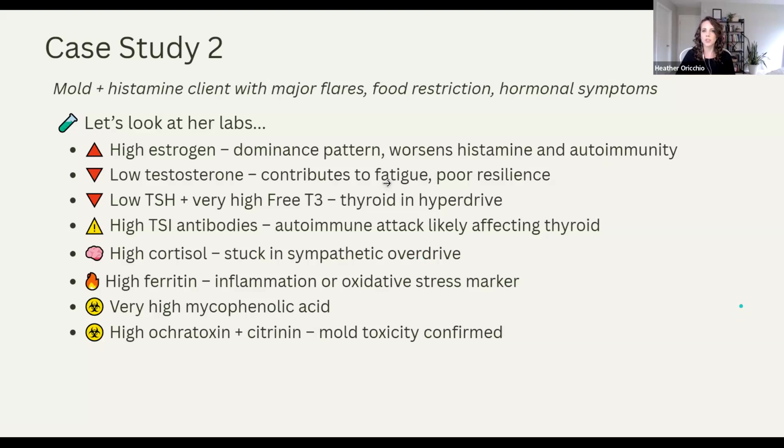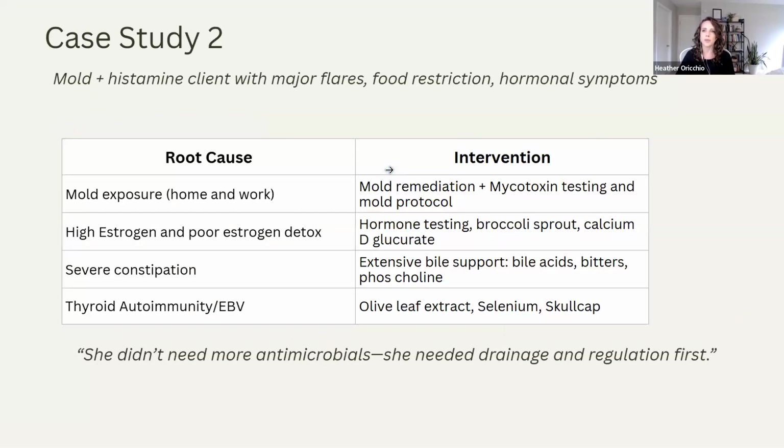So she did the mold remediation at home and mycotoxin testing. And then of course, when we uncovered what was going on at her work, she ended up leaving that place of work. For the high estrogen and the poor estrogen detox, she was put on broccoli sprout and calcium D-glucarate. Because she had severe constipation, she needed extensive bile support. She needed everything. So she needed to be on a full dose of bitters every day, bile acids, phosphatidylcholine, and then still making sure she ate bitter foods. And thinking about the estrogen, the mold, the thyroid, all of that depends on bile. So there is such an overlap there.